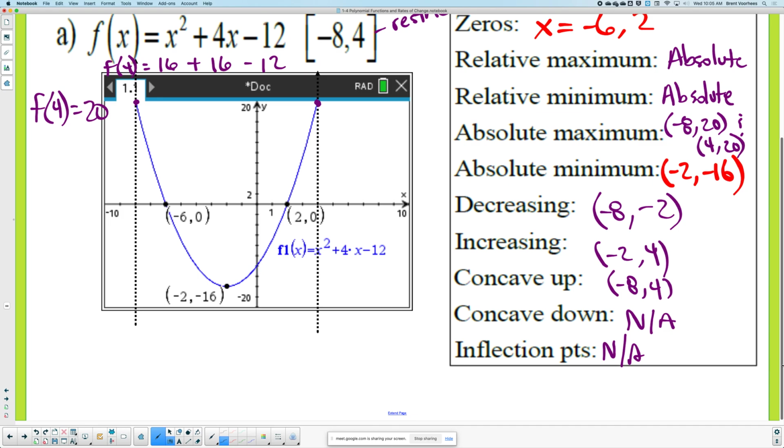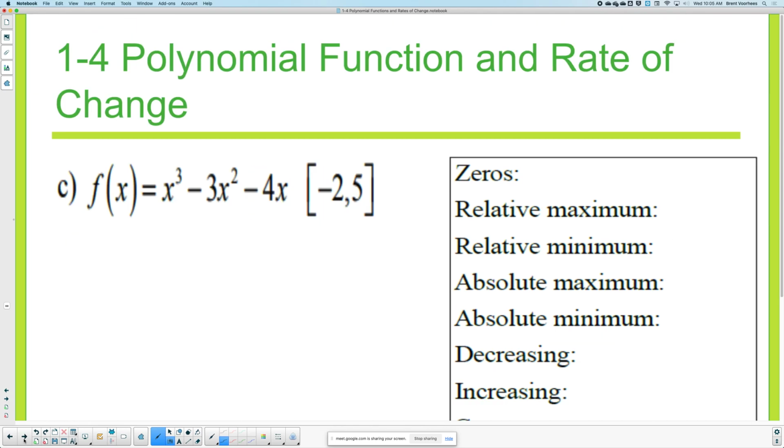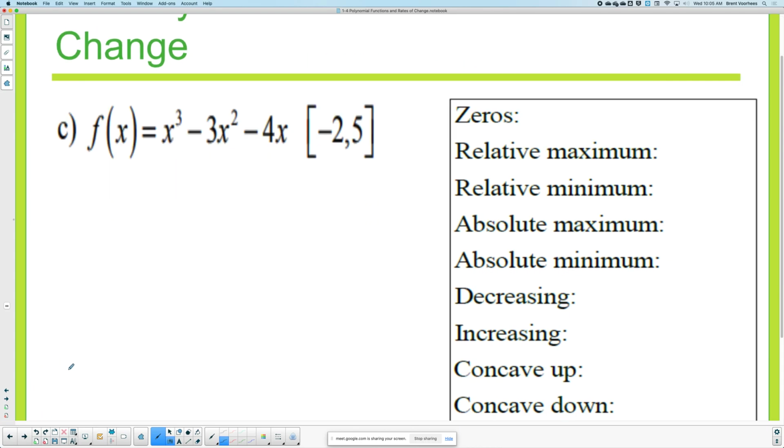These four, decreasing, increasing, concave up, concave down, these are all intervals. So when you look at the answer, those are intervals. Okay. Let's try this a couple more times. Got two more examples, and then you'll have some practice.